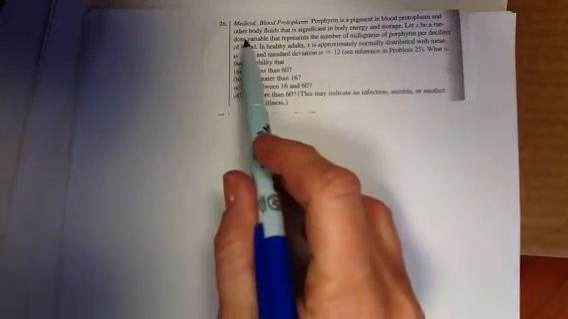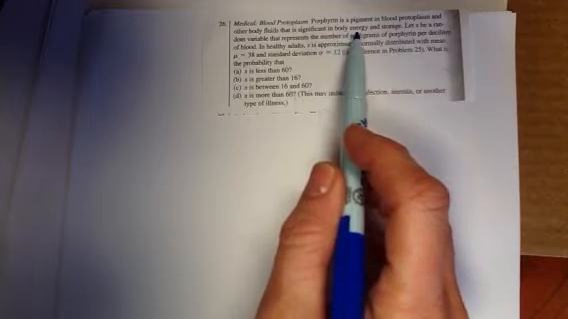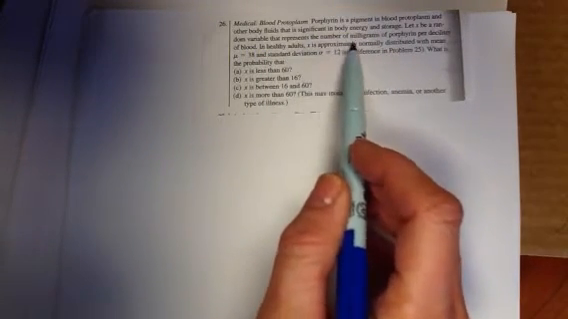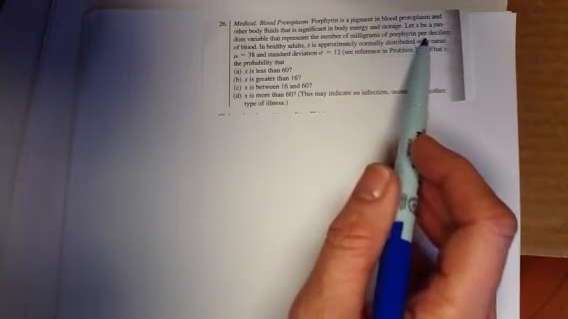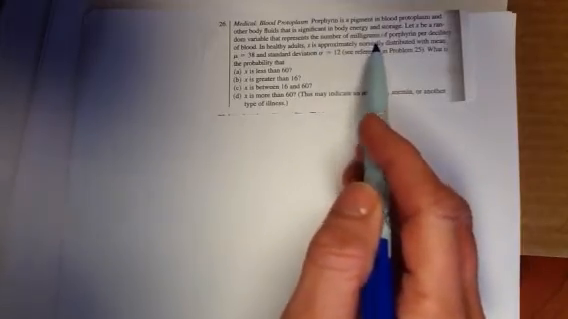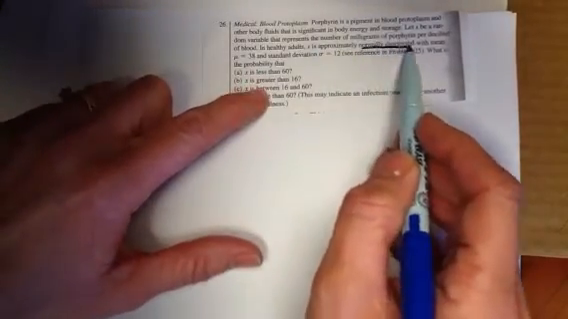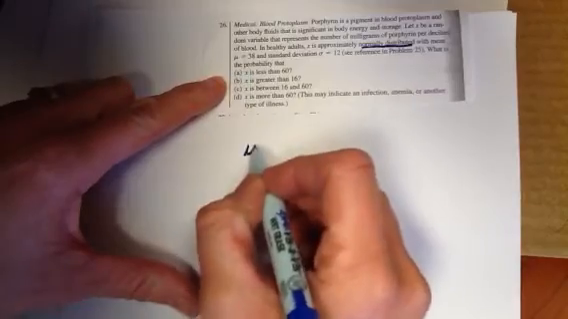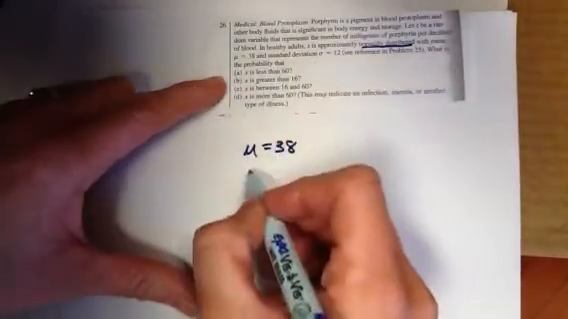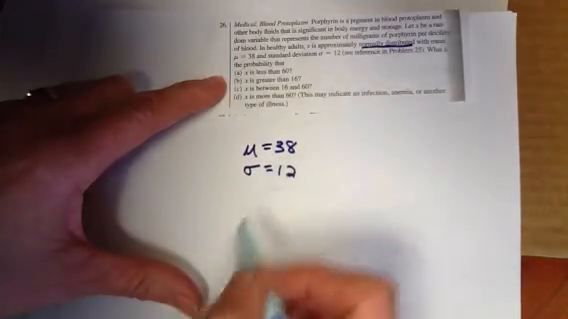Let's look at example number 26 from this section. It says, porphyrin is a pigment in blood protoplasm and other body fluids that is significant in body energy and storage. Let X be a random variable that represents the number of milligrams of porphyrin per deciliter of blood. In healthy adults, X is approximately normally distributed, so that's our key here, with a mean of mu equal to 38 and standard deviation sigma equals 12.